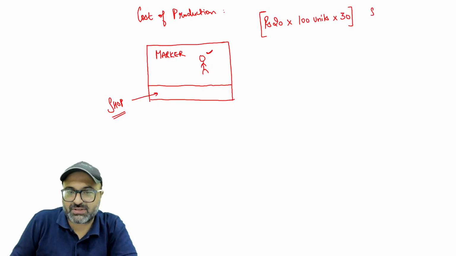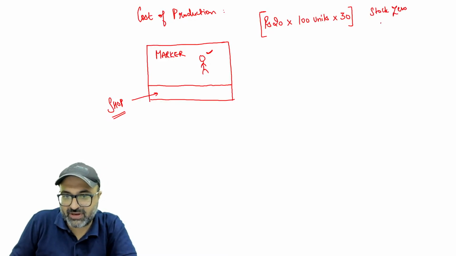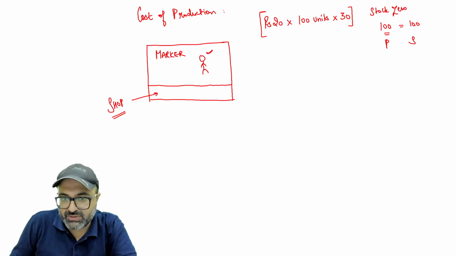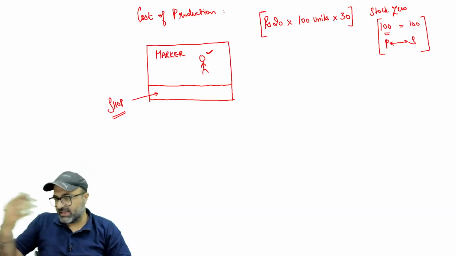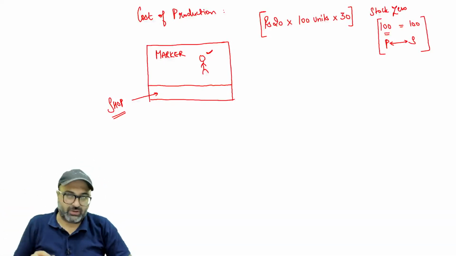After this sale, my stock is zero, which means if I'm producing 100 in a day, I'm selling 100 in a day. There is no stock, nothing is maintained overnight, nothing is held overnight. This is again a hypothetical example to avoid your doubts.